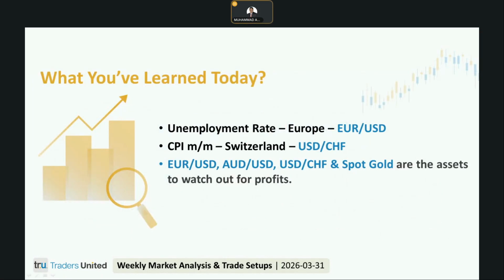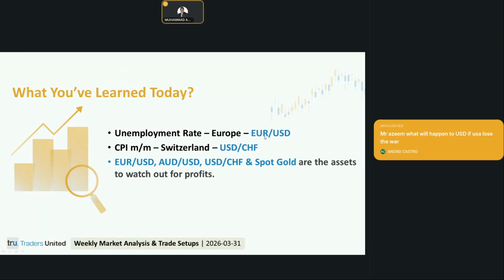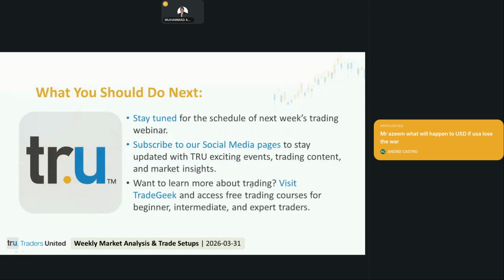So let us review what we have learned today. Well, we discussed the unemployment rate in Europe related to euro USD currency pair and the CPI related to Switzerland. These are the assets to watch out for profits.